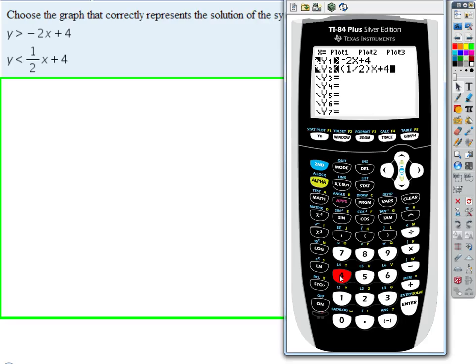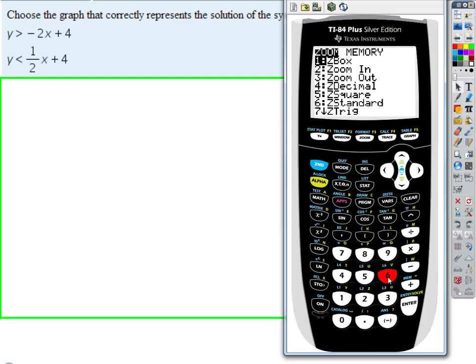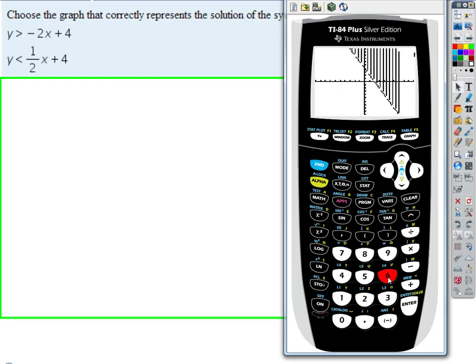Drop it? Drop it. So I'll go to zoom 6, reset the window. There's the first one. Notice it's a dashed line. There's the second one. Notice it's also dashed like it should be. Looks like a mess though. How do I clean that up? Yeah, good.